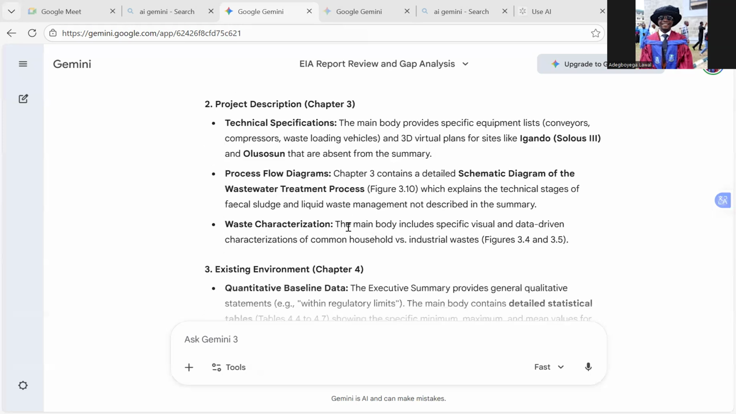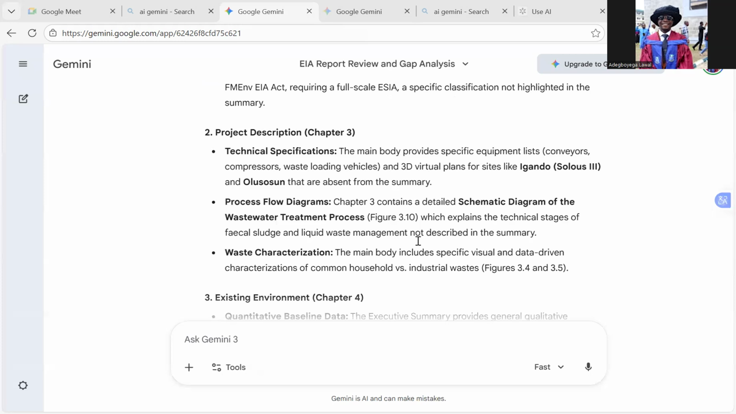The waste characterization had no highlights. So what we just need now, when you're reporting this, is to ask the proponent to present highlights of the waste categorization, highlights of the technical specification, and a description of the process flow. These should be part of what they look out for when preparing this report.